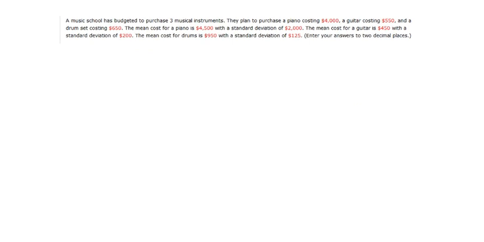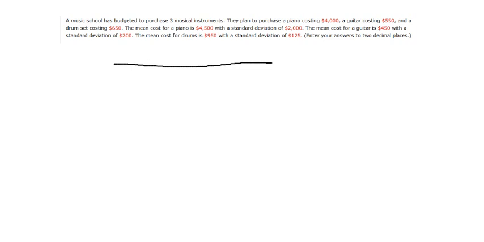One of the things that we're told is that the piano costs $4,000, but the mean cost of our pianos is $4,500. So we're going to think about a number line right here, and I'm going to erase that line. That was a terrible line. Let me see if I can draw a better line. Better number line. There we go.